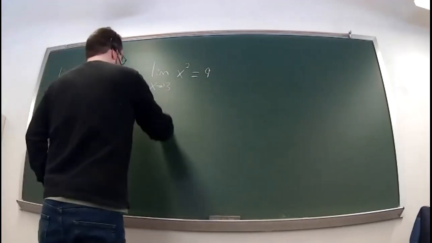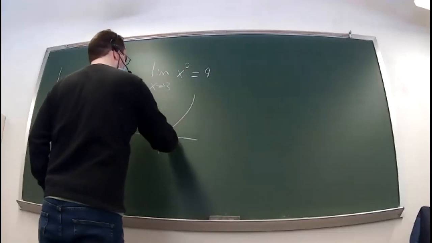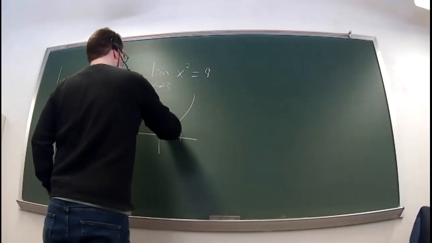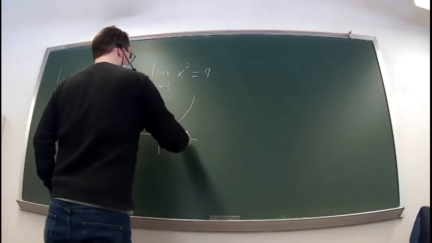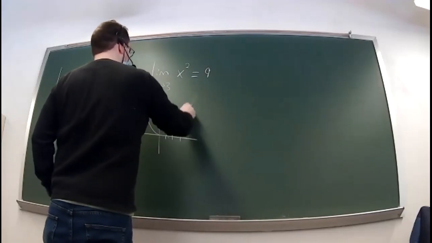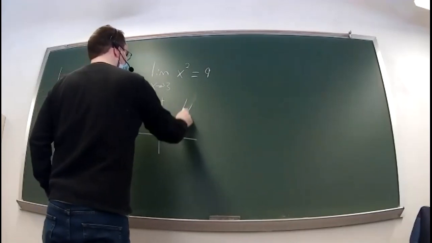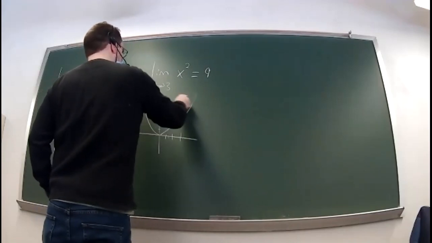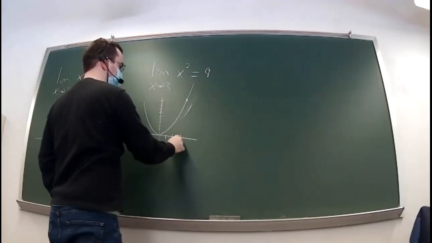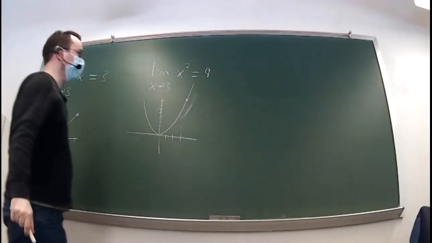And you can see it from the graph. If you look at x goes to 3, depending on how well the graph is drawn, you'll have x equals 3, y equals 9, and then you can see as your x values are getting close to 3, your y values are getting quite close to 9.